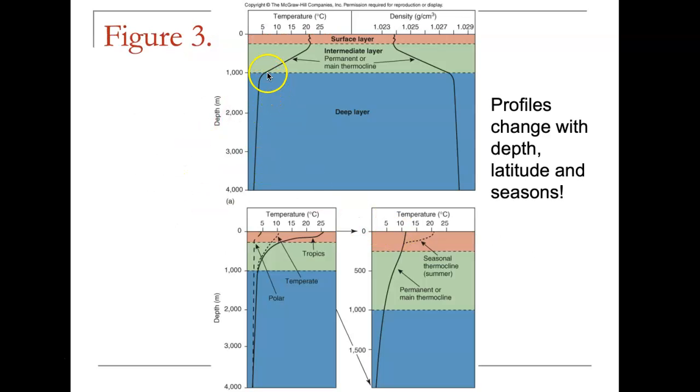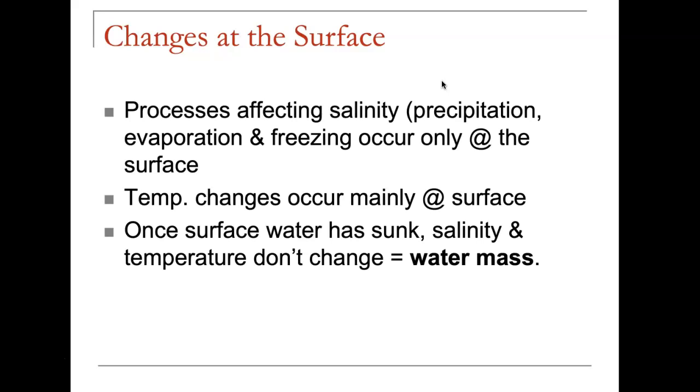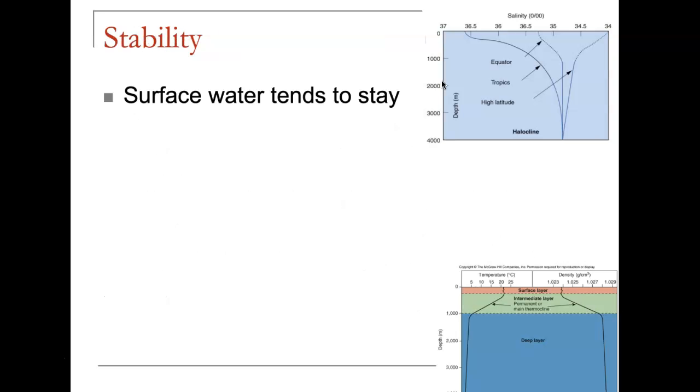So once we hit about 1,000 meters down, we have this water mass that sits there. This colder water is going to sit below the warmer water, right? That's less dense on top. And so we call this a water mass. That water mass from 1,000 meters down can oftentimes be identified from different water masses in different areas and different ocean basins by its temperature as well as its salinity. So it'll stay fairly stable.